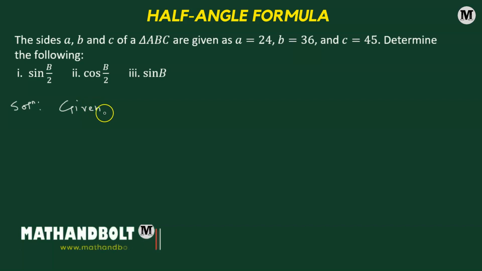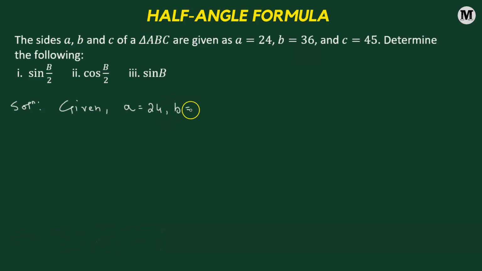So here we have the side A of the triangle ABC given by 24 units. Side B equals 36 units. C is equal to 45 units. Now using the sides A, B, and C, we can find the perimeter, A plus B plus C. This is going to be equal to 36 plus 24, that's 60. 60 plus 45, that's 105.